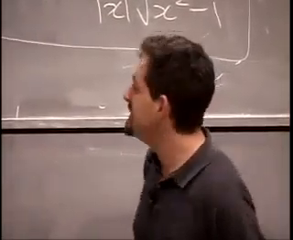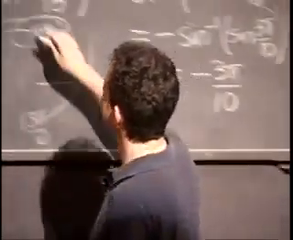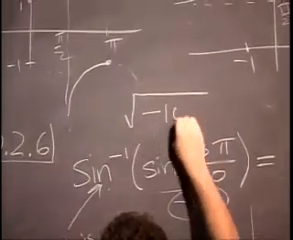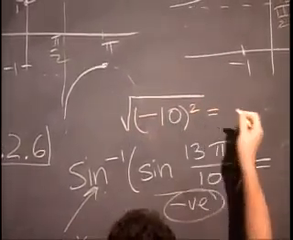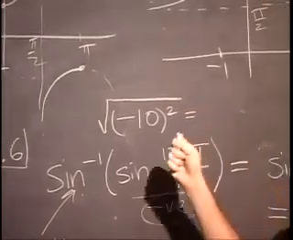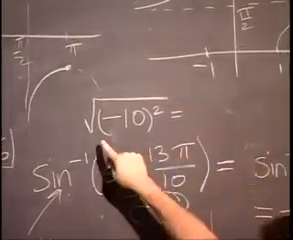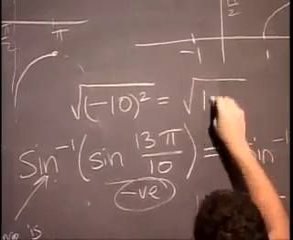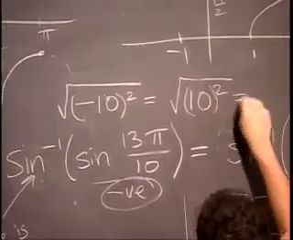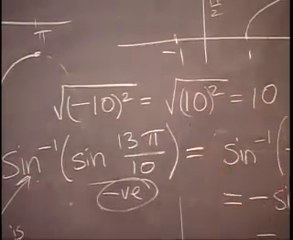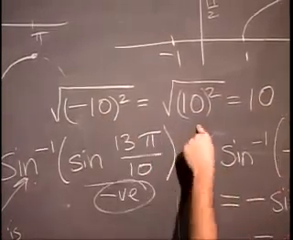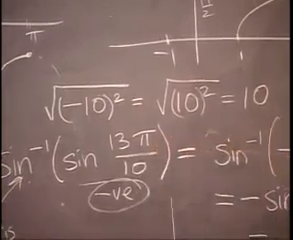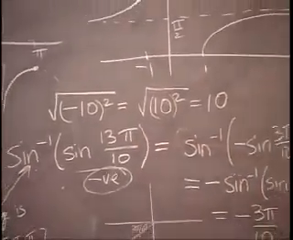In case you think you've never seen anything like this before, this is exactly the same as saying the square root of minus 10 all squared is equal to, well, it's not minus 10, is it? Because the square root's always positive. It cannot be minus 10. Instead, that's the same thing as the square root of 10 squared, which is 10. So I'm sort of doing a similar idea. I'm replacing minus 10 by 10. Here I'm replacing the sine of this 13 pi over 10 with the minus sine of 3 pi over 10.